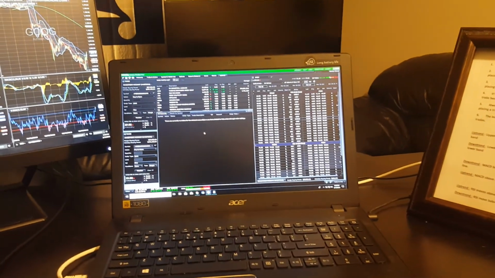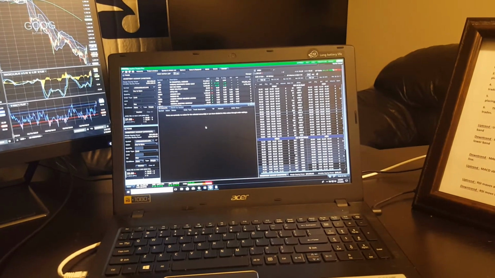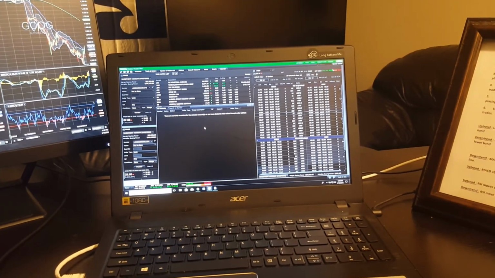Hello, everyone. I just want to take a few moments to introduce everyone to my trading setup.